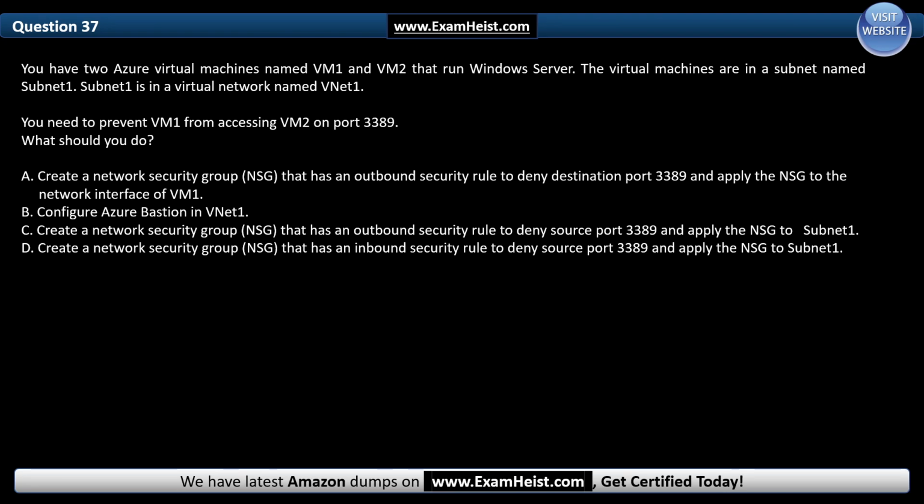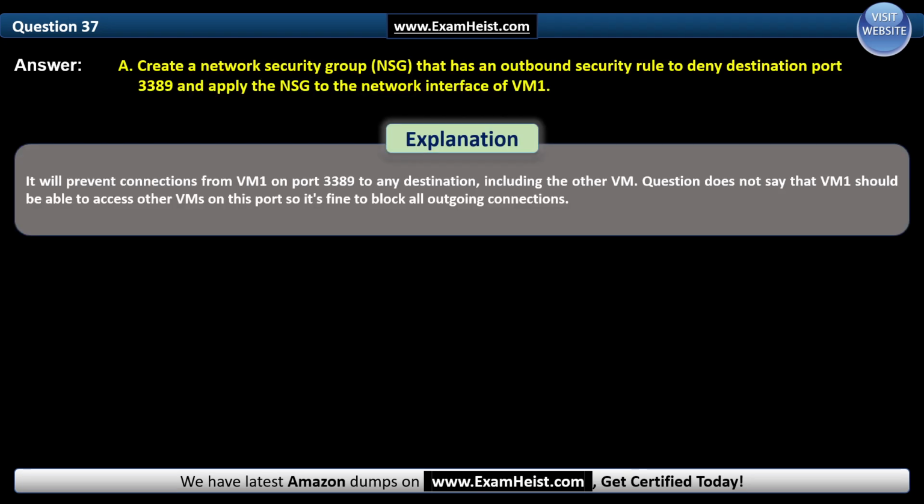The correct option is A. Create a network security group that has an outbound security rule to deny destination port 3389 and apply the NSG to the network interface of VM1. It will prevent connections from VM1 on port 3389 to any destination, including the other VM. The question does not say that VM1 should be able to access other VMs on this port, so it is fine to block all outgoing connections.